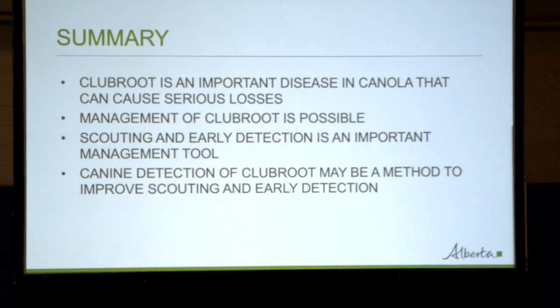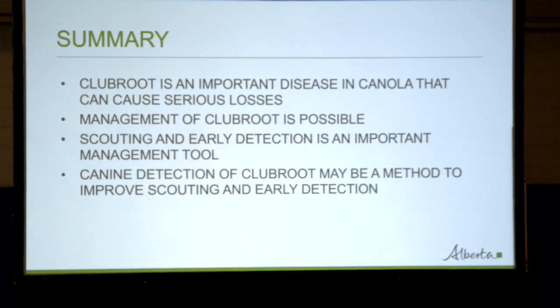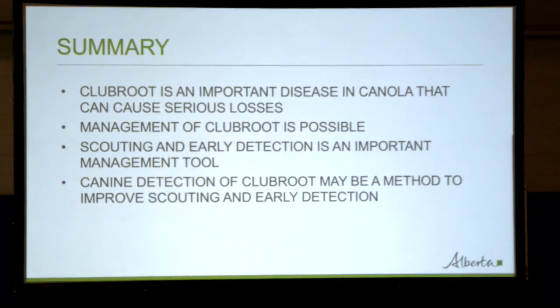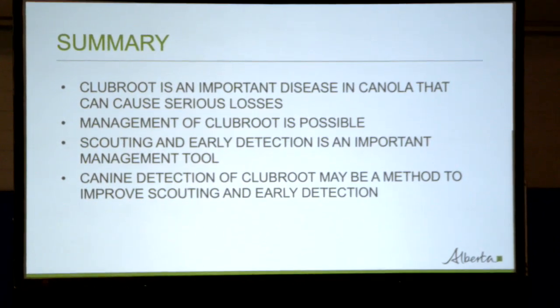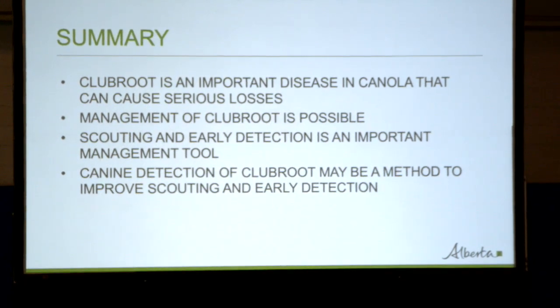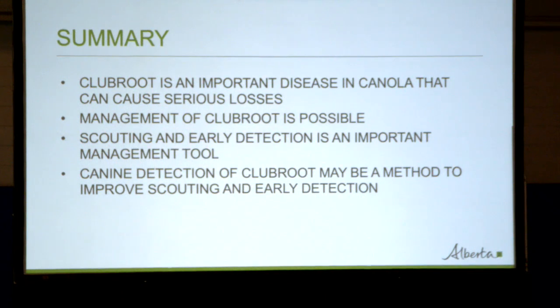So, in summary, clubroot is an important disease that causes serious economic losses, and we shouldn't underestimate it and think that it can't happen in southern Alberta. Management of clubroot is certainly possible. We have some really good tools to do that, but scouting and early detection is a very important part of this, because once those resting spore populations run away on us, there's not much that we can do. And finally, canine detection of clubroot may be a method to improve scouting and early detection.